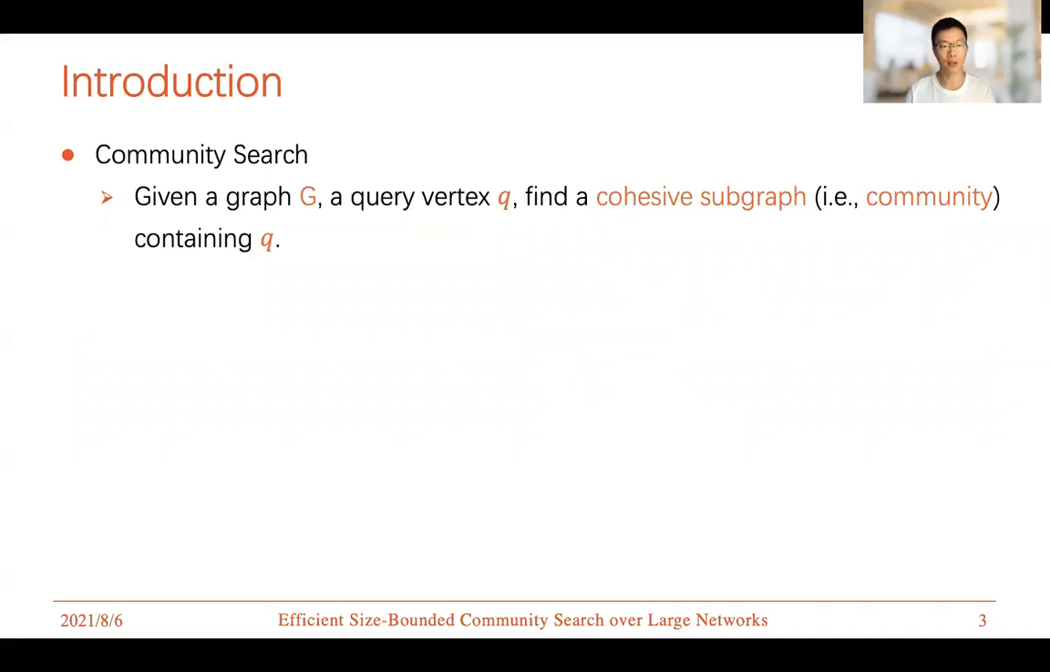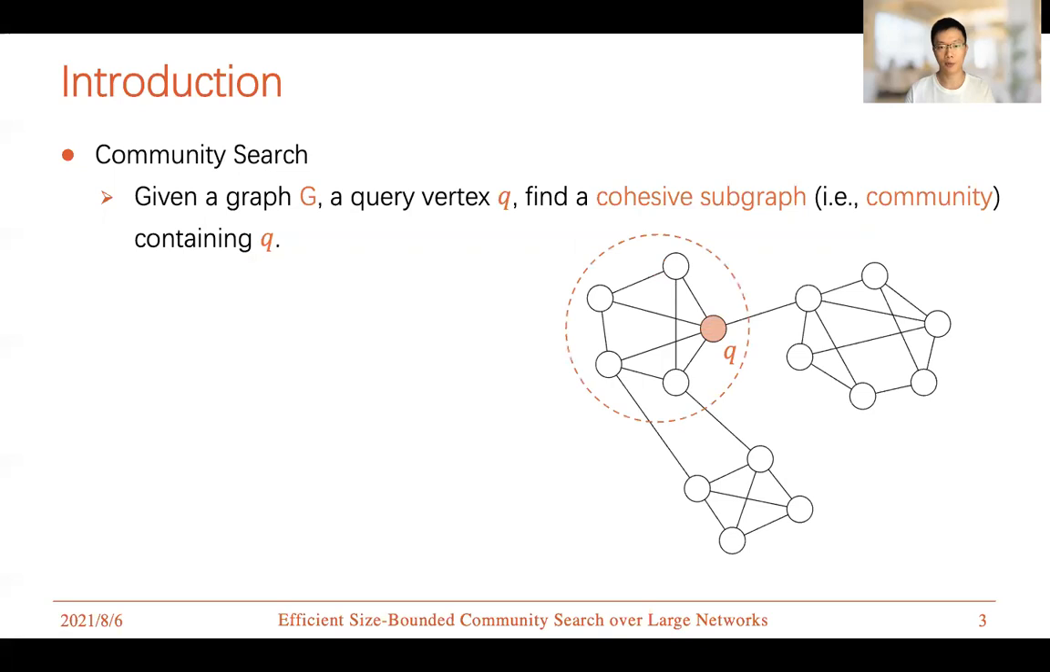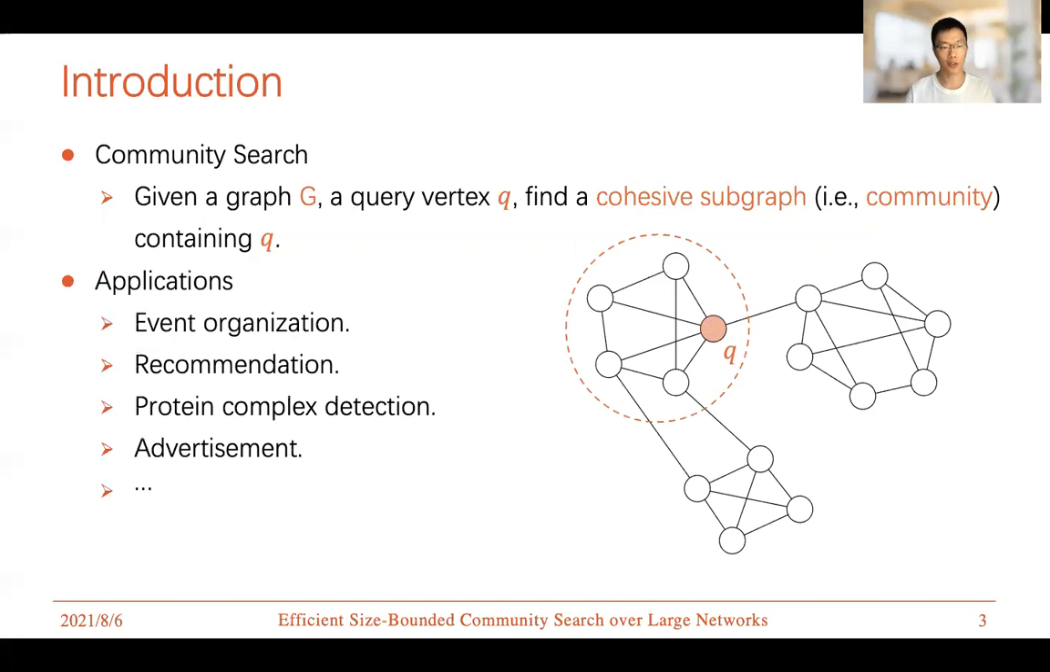Here is a general definition of this problem. Given a graph G, a query vertex Q, find a cohesive subgraph containing Q. For example, the subgraph in the circular area is a community containing Q. Community search has many applications like event organization, recommendation, protein complex detection, and advertisement.